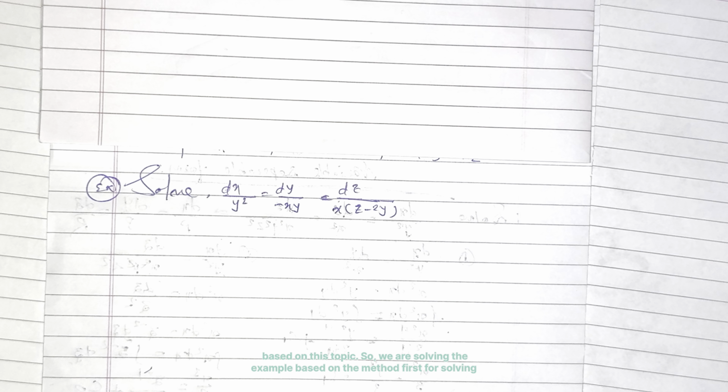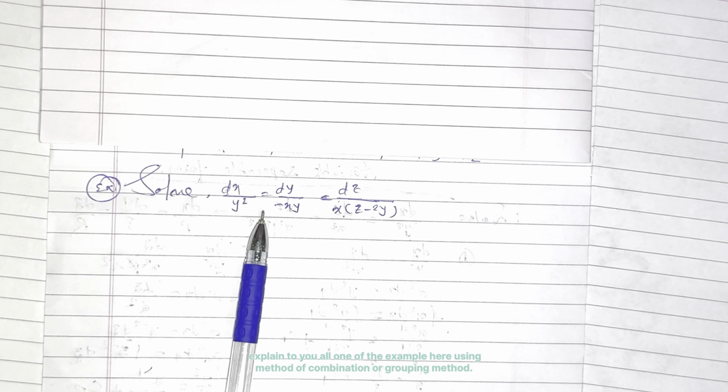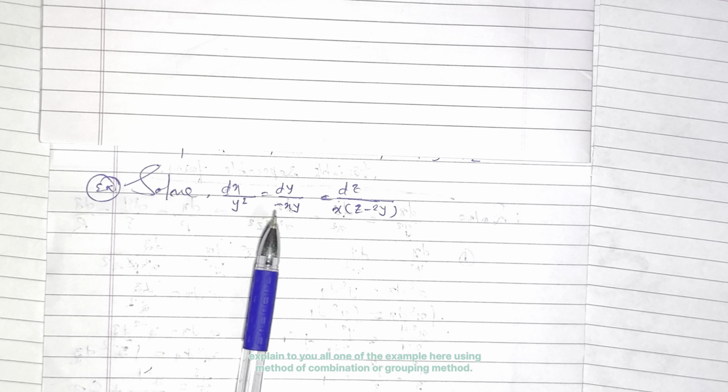So we are solving examples based on the first method for solving symmetrical simultaneous differential equations, which is the method of combination or method of grouping, using the variable separable form. In today's video, I'm going to explain one example using the method of combination or grouping, and at the end we apply the variable separable form and find the solution for our differential equation.